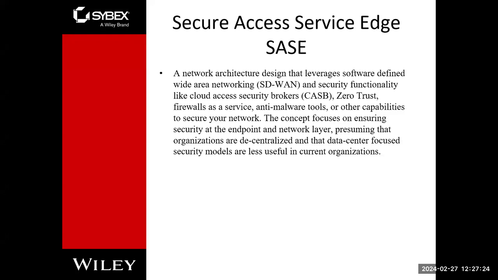SASE, or Secure Access Service Edge, is a network architecture design that leverages software-defined networking, SD-WAN, SD-LAN. Its security functionality, like cloud, is zero trust based. Firewalls are used as a service. And then you have additional tools like anti-malware, IPS, IDS, and the concept is going to focus on making sure that security at the endpoint and network are all in line with one another.